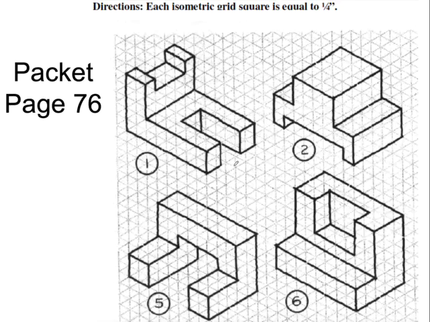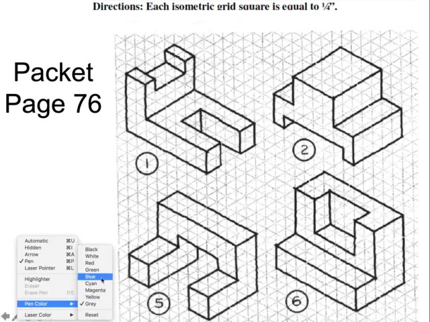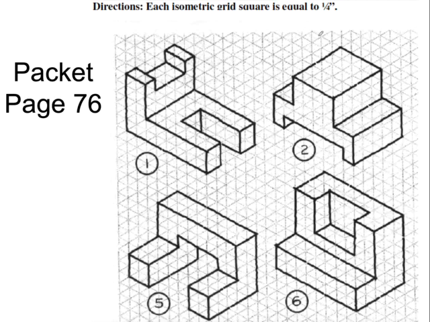On page 76, you're going to be doing the same, or in this one, you're actually doing a little bit different. In this one, what you're doing here is actually recording the measurements on each of these objects. So they're saying that each square, isometric grid square, is equal to 1/4 of a US inch. And I apologize that it's not metric. But what you need to do on these is for every single direction, figure out exactly what the measurements are.